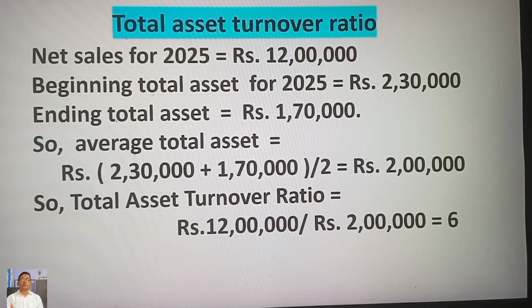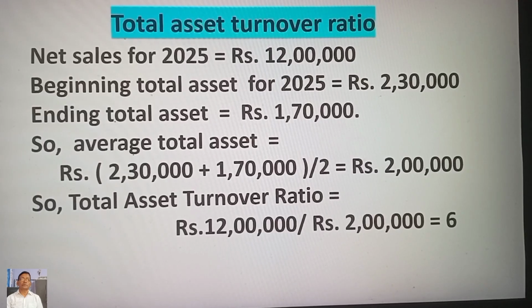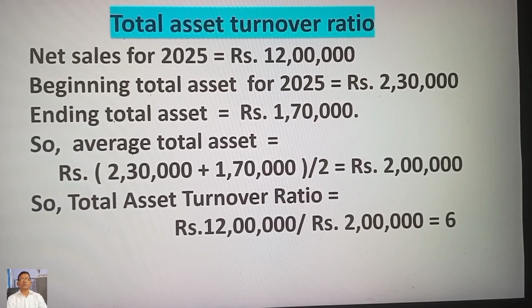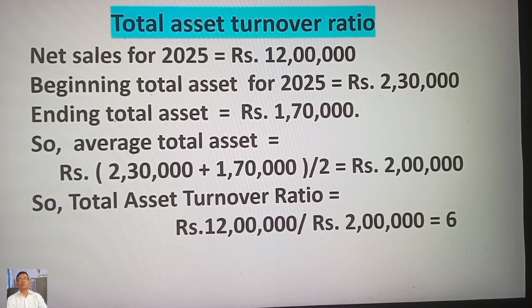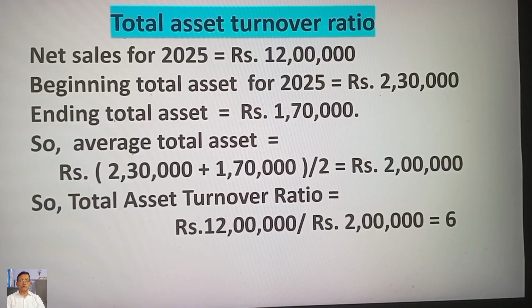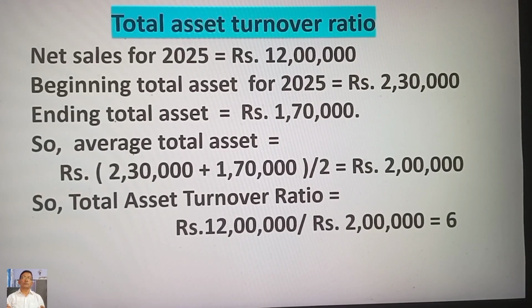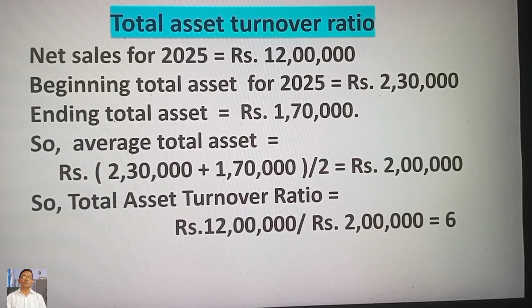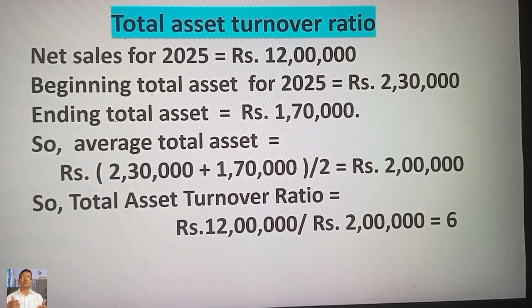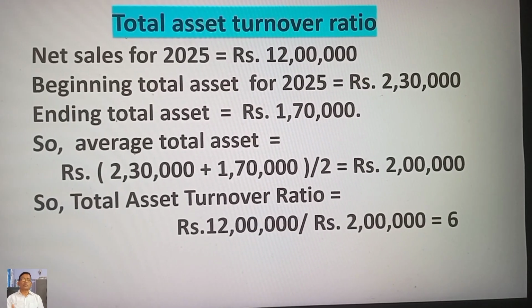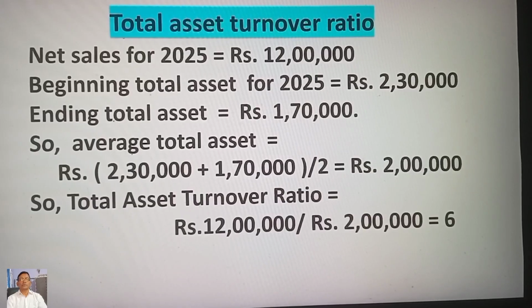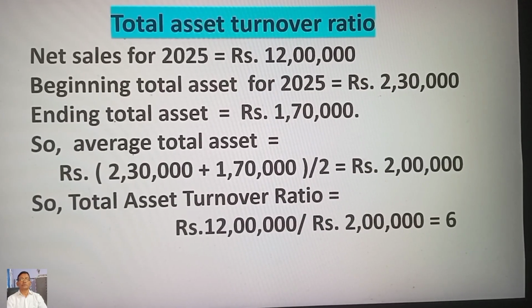As for example, suppose net sales for 2025 is rupees 12 lakh. A company's beginning total asset for 2025 is rupees 2 lakh 30,000 and ending total asset is rupees 1 lakh 70,000. So the average total asset is equal to rupees 2 lakh 30,000 plus 1 lakh 70,000 divided by 2 is equal to 2 lakh. So total asset turnover ratio is equal to rupees 12 lakh divided by rupees 2 lakh is equal to 6. It indicates that each rupee of assets the company can generate rupees 6 in sales.